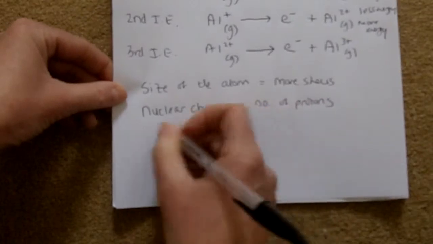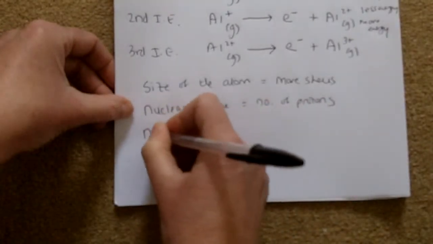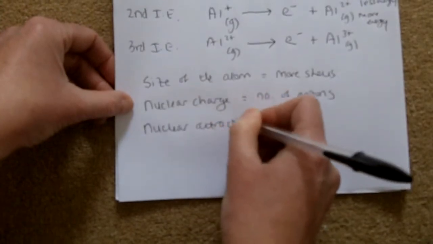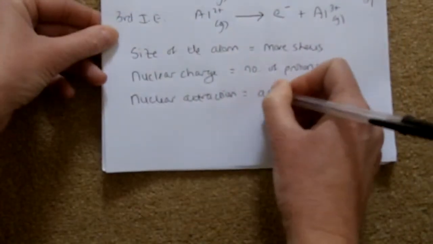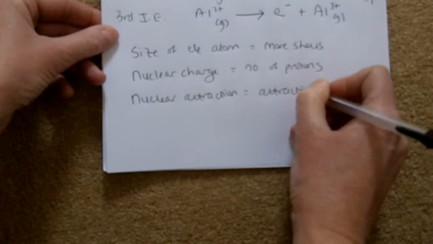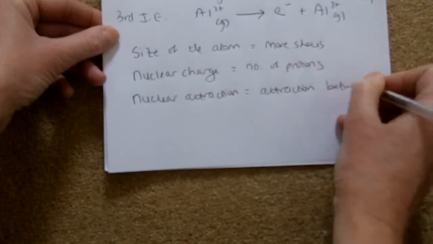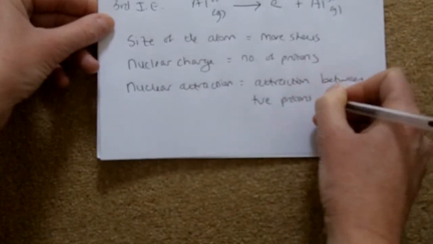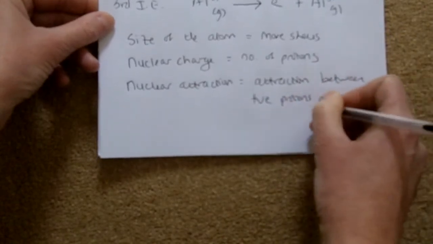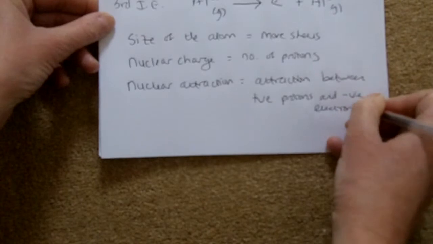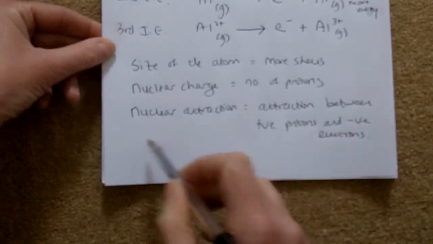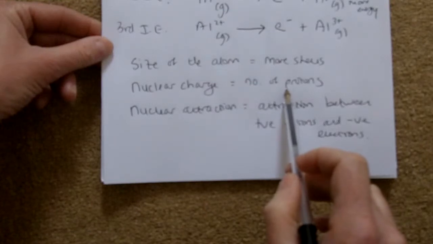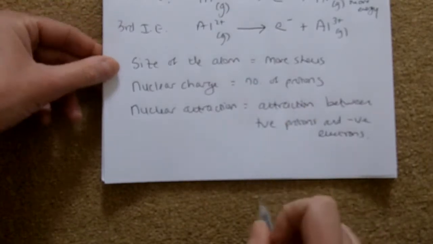Don't get confused. The term nuclear charge, there's also a term called nuclear attraction, which is the attraction between the positive protons and the negative electrons. And that's what keeps the electrons going around the nucleus, the nuclear attraction. So if there are more protons, there's going to be more nuclear attraction as well.